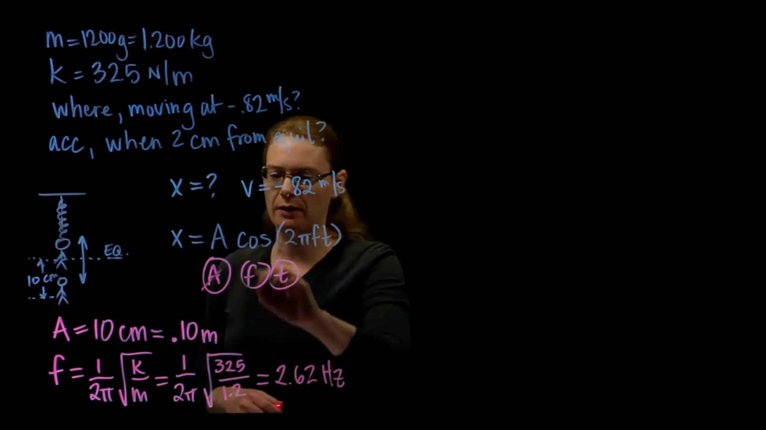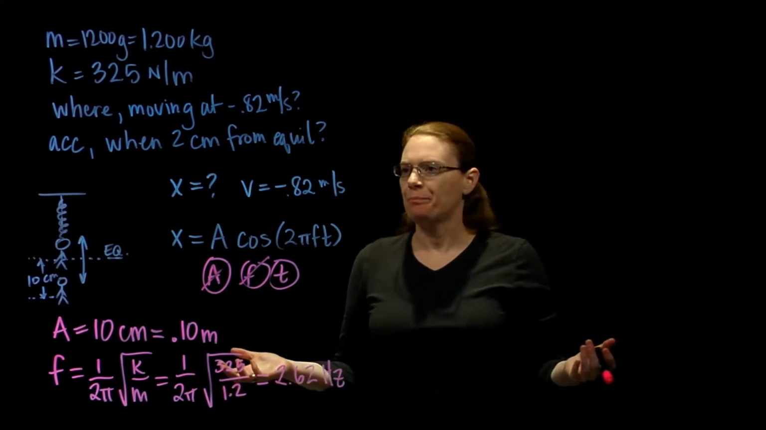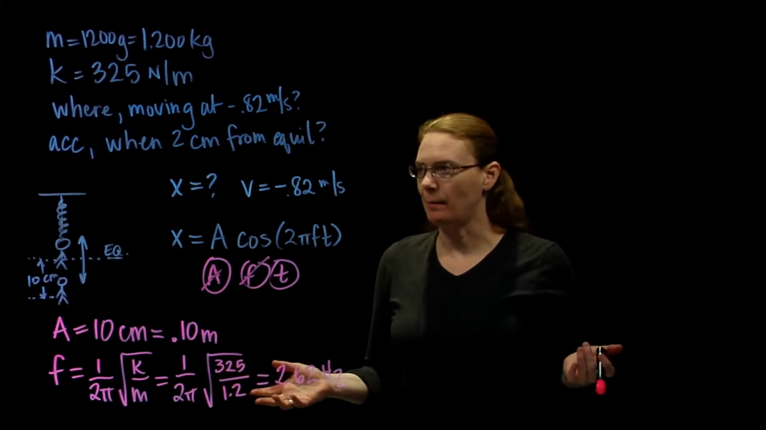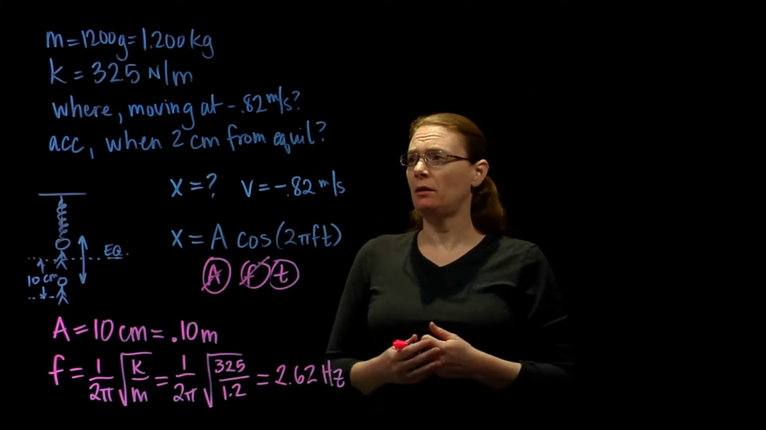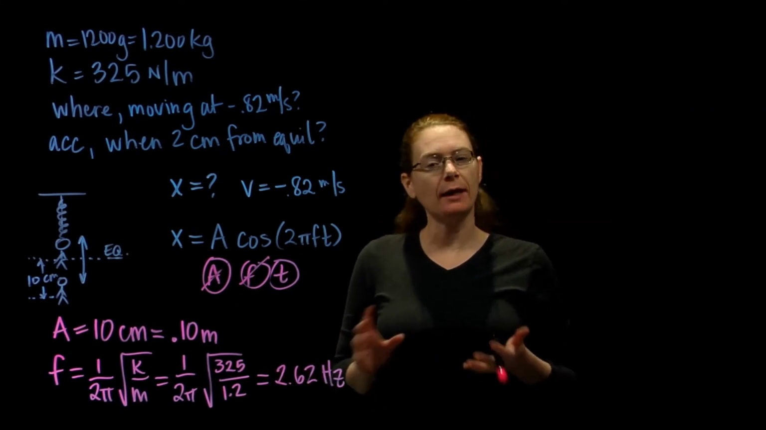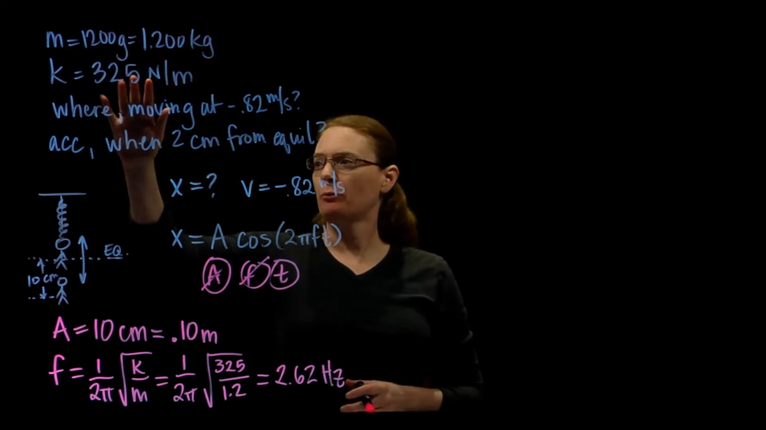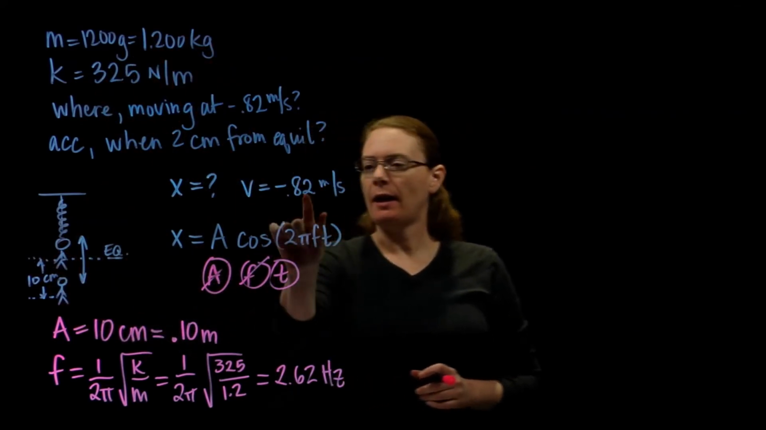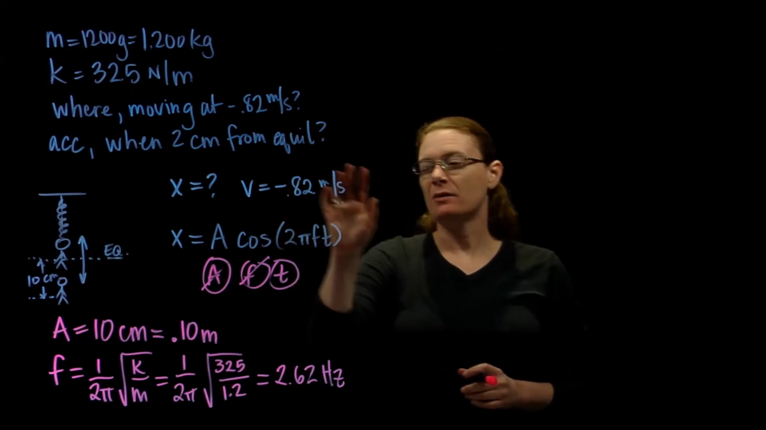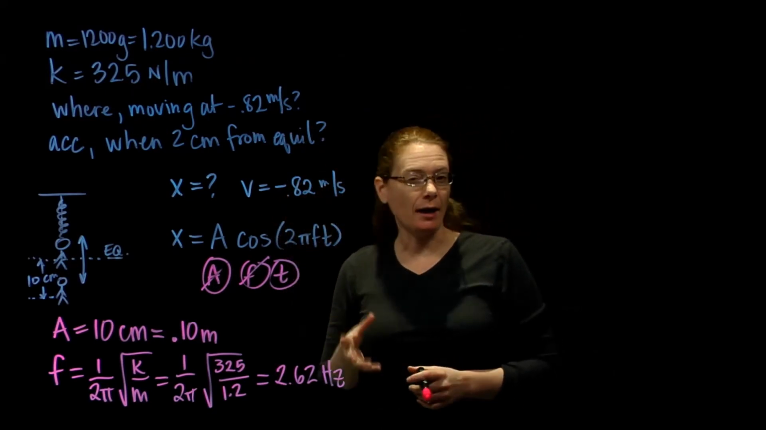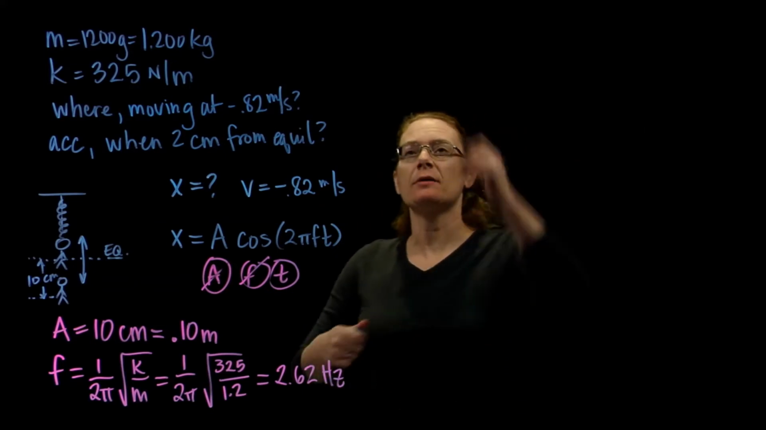So we've got the amplitude, we've got the frequency. How on earth are we going to get the time? I don't have an equation for time. So what do I do? What information do I have that I haven't used yet? I've used mass, I've used k, I've used the 10 centimeters. I haven't used the velocity. Is there some way we can figure out the time from the velocity? Well, what's our equation for velocity?